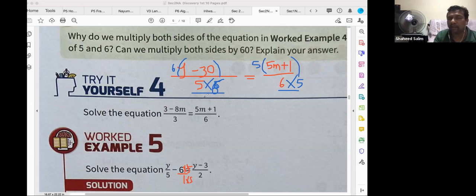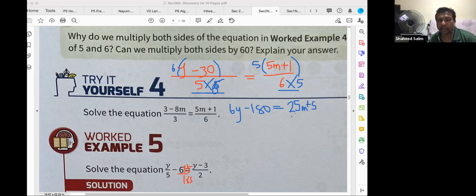So now I drop the denominator. I times it. 6 times y, 6y. 6 times 30 minus 180 equals to 25m. 25m. 5 times 1 is 5. So what to do? Why is the y m? I took the wrong number.